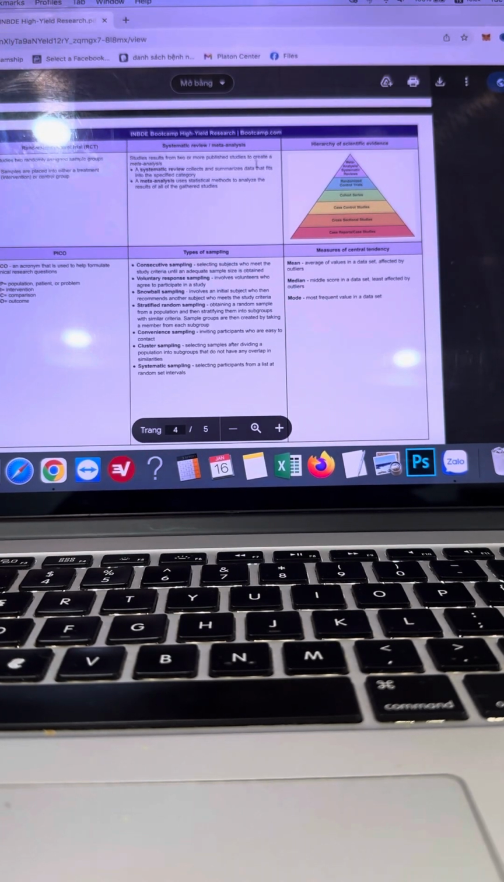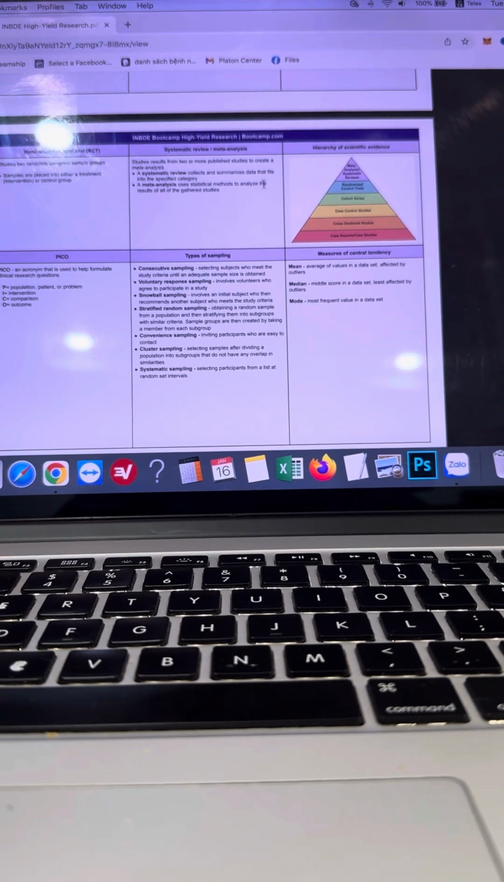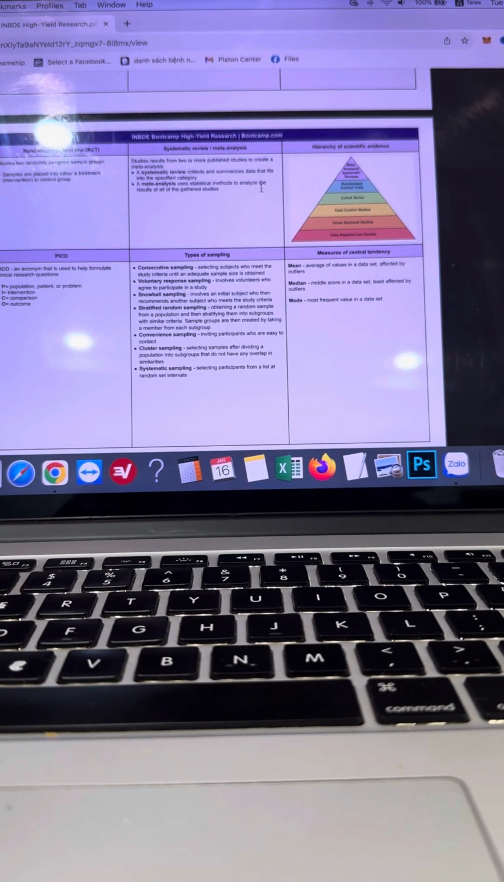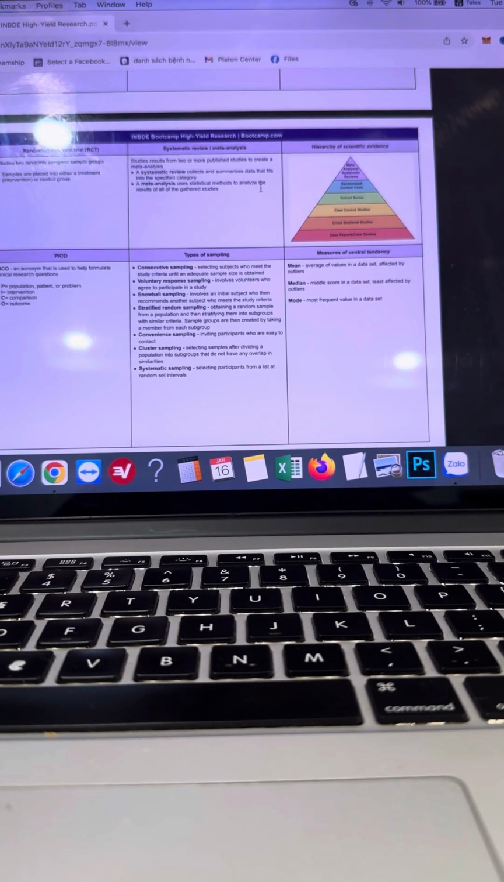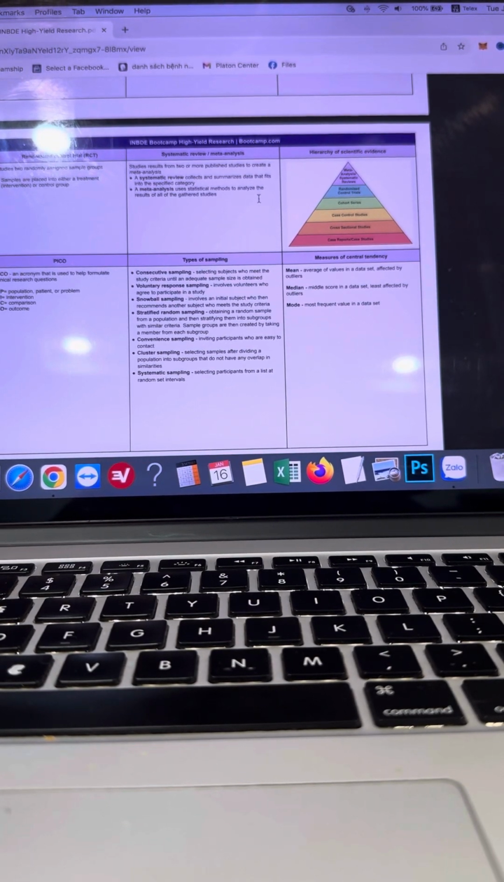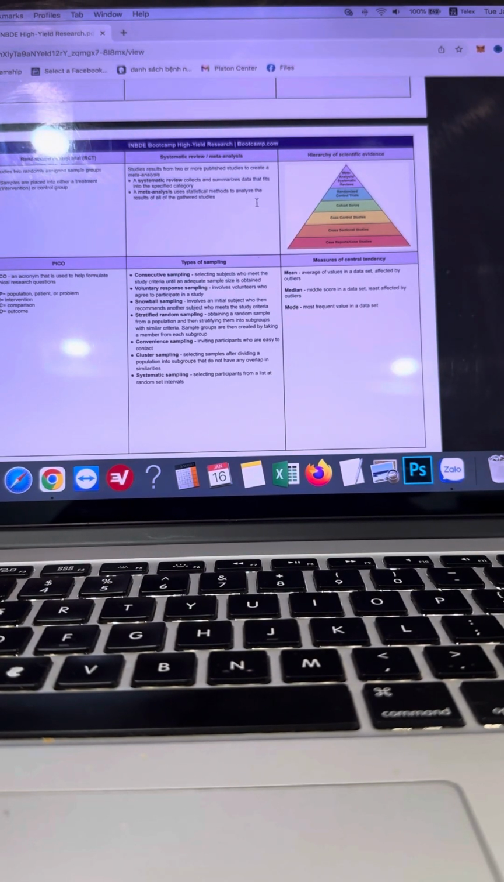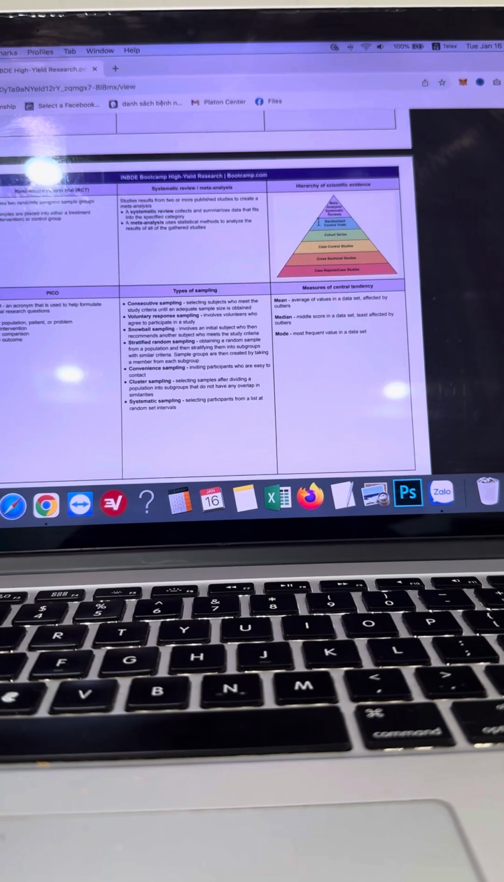Systematic review and meta-analysis studies combine results from two or more published studies. A systematic review collects and summarizes data that fits into a specific category. A meta-analysis uses statistical methods to analyze the results of the gathered studies. Hierarchy of the scientific evidence.